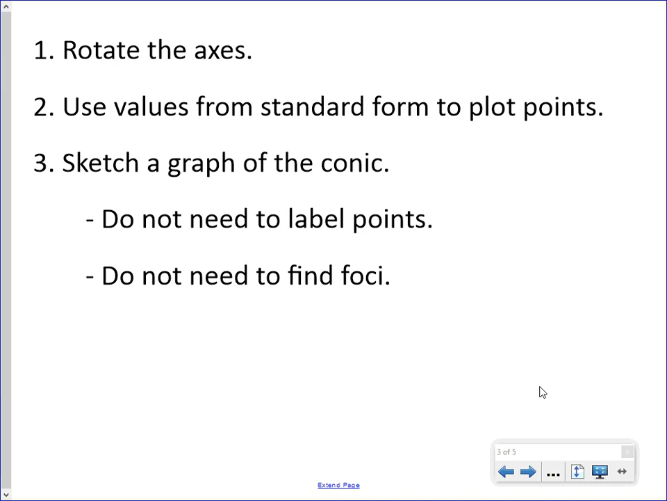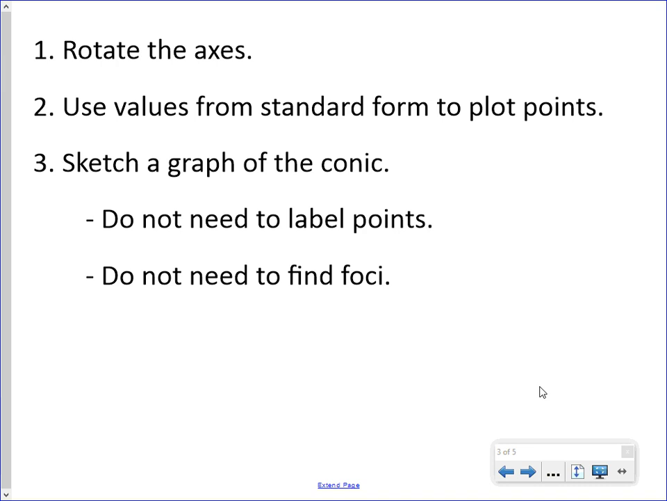So step 2 is use the values from the standard form to plot the points. We're going to look back at number 19 from our homework. We're also going to look at the problem from our notes yesterday. You have to do the work to eliminate the x prime, y prime term, or the xy term, in the original problem. You get a new standard form with no xy term, and then do just like we used to do. What's A, what's B, where do they go? We're going to plot the points, and then you just sketch a quick graph of what the conic looks like.